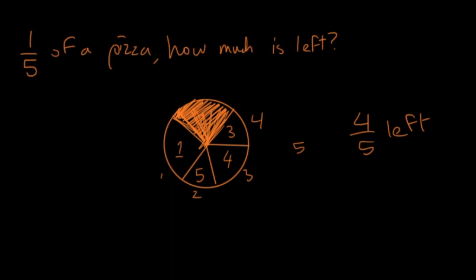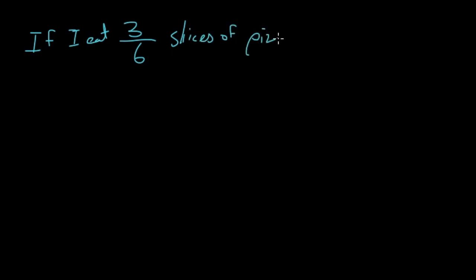All right, now what if instead of drawing it, we just evaluate it simply with the numbers that are given? For example, if I eat 3 out of 6 slices of pizza, how much is left? Since I took 3 out of the 6, I do 6 minus 3, and then I'm left with 3. So I'm left with 3 over 6.